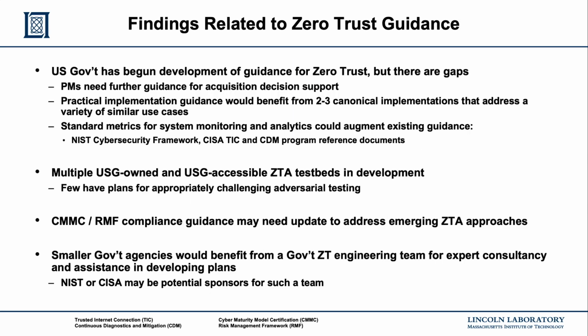So just to summarize our findings with respect to the guidance that's been provided to date. It's a great start, but there are still a few gaps. We see program managers as needing help in deciding what to acquire and how to architect their particular system. One of the ways that they could get some of this guidance would be for the government to support the development of 2 to 3 canonical implementations that are designed in a broad enough fashion that they address a number of similar use cases.